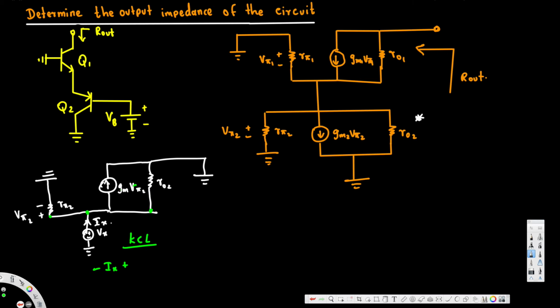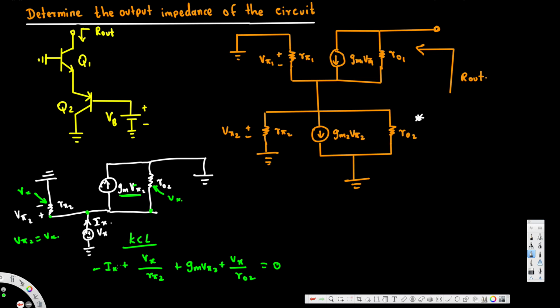So this is gm V pi 2, this is for this current source. The voltage across here, this one and this one, can also be written as Vx. Instead of V pi 2, we can replace it because V pi 2 is equal to Vx. So we can put Vx over R pi 2 to make it simpler. Vx over R pi 2 plus the current source, that is gm V pi 2, plus Vx over RO2, this one. That's equal to 0.